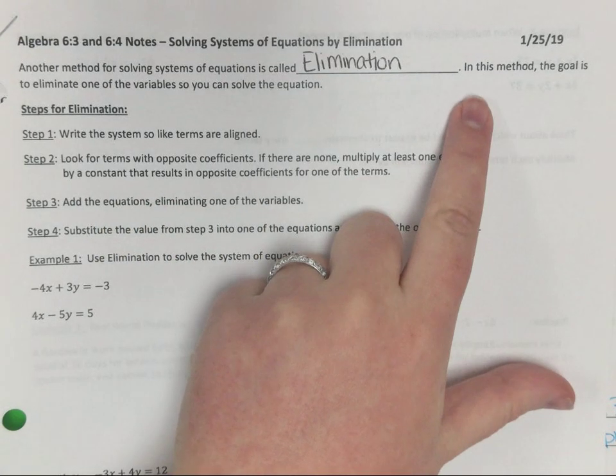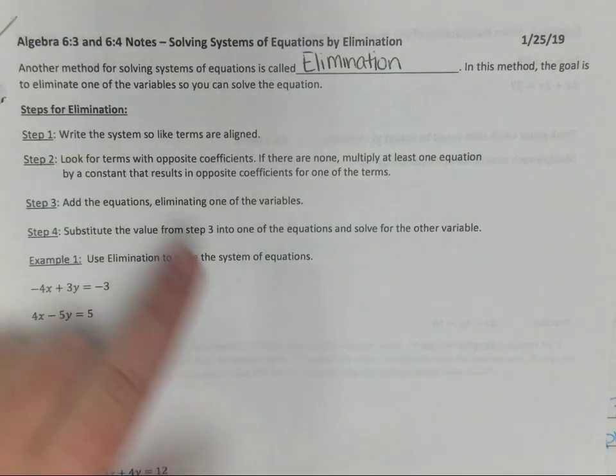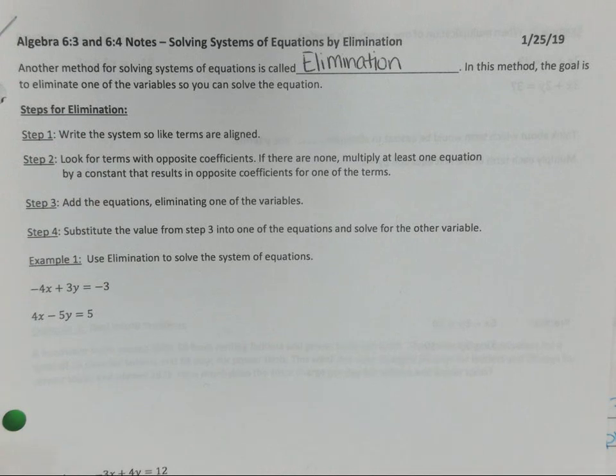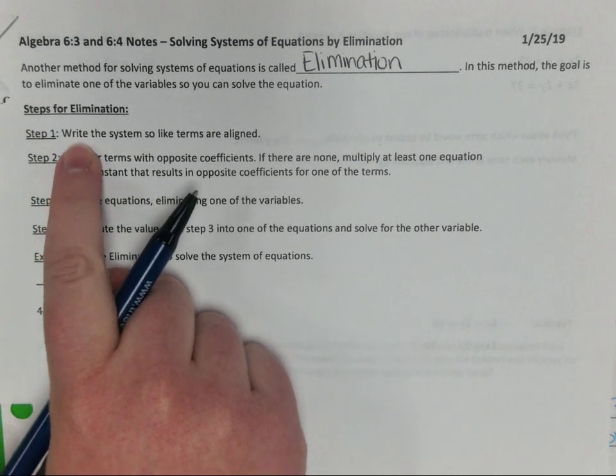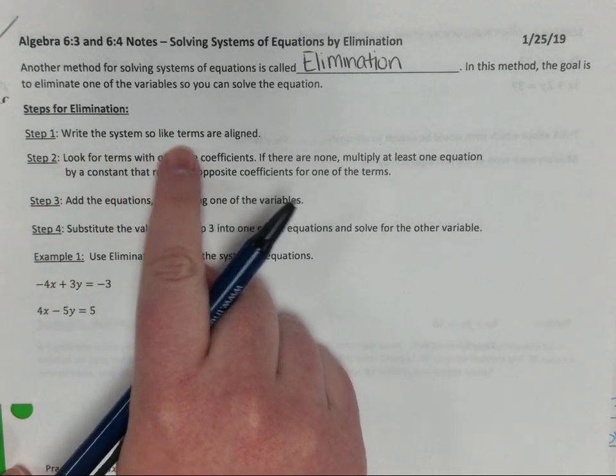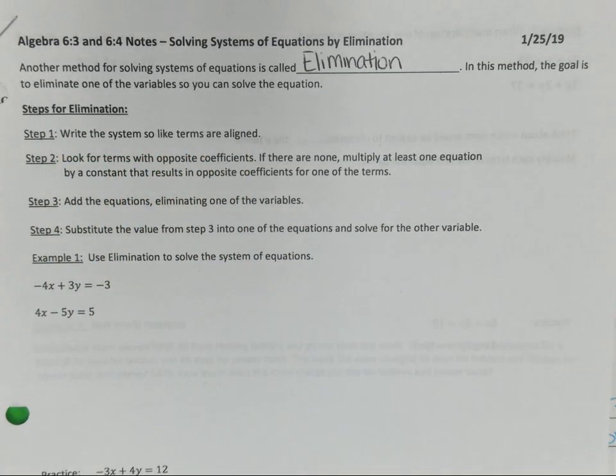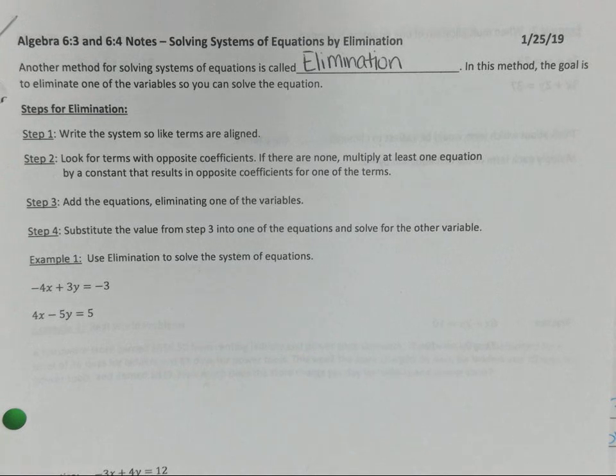All right? Now, with elimination, the goal is to eliminate one of the variables so you can solve the equation for the other variable. Okay, so here are our steps. Step one is going to be write the system so terms are aligned. So we're going to line up our x's, we're going to line up our y's, we're going to line up our constants. Okay, step two is going to be look for terms with opposite coefficients.